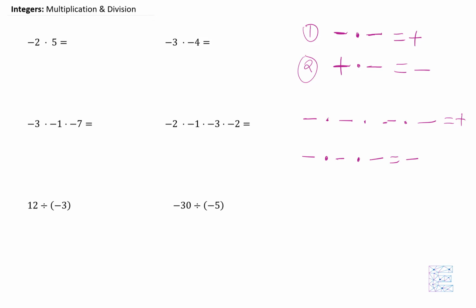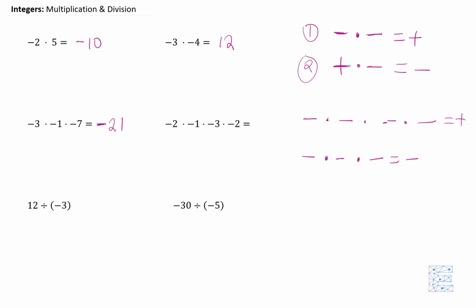The first question is negative 2 times 5. Well, that's an odd number of negatives, so it would be negative 10. The second question is negative 3 times negative 4, an even number of negatives, so simply positive 12. For the third question, we have 3 negatives, so we know the answer is going to be a negative. We just need to multiply them. Negative 3 times negative 1 is positive 3, and 3 times negative 7 is negative 21. We already put the negative there, so I'm just going to add a 21.